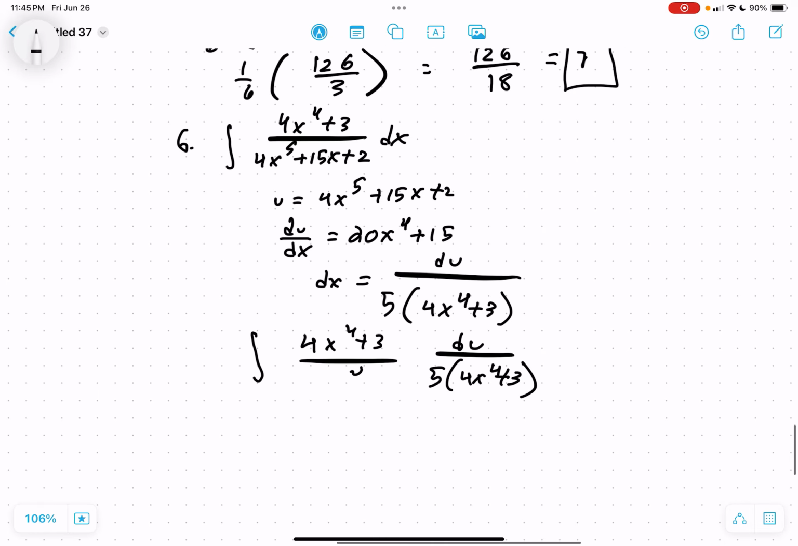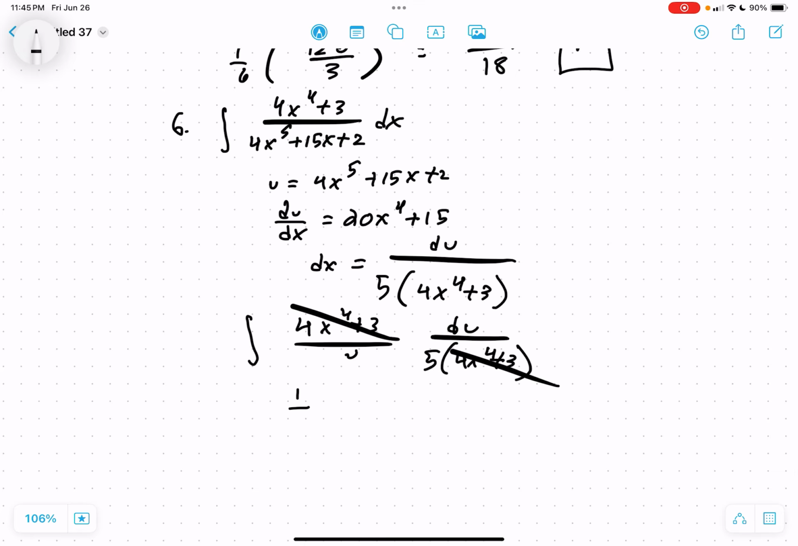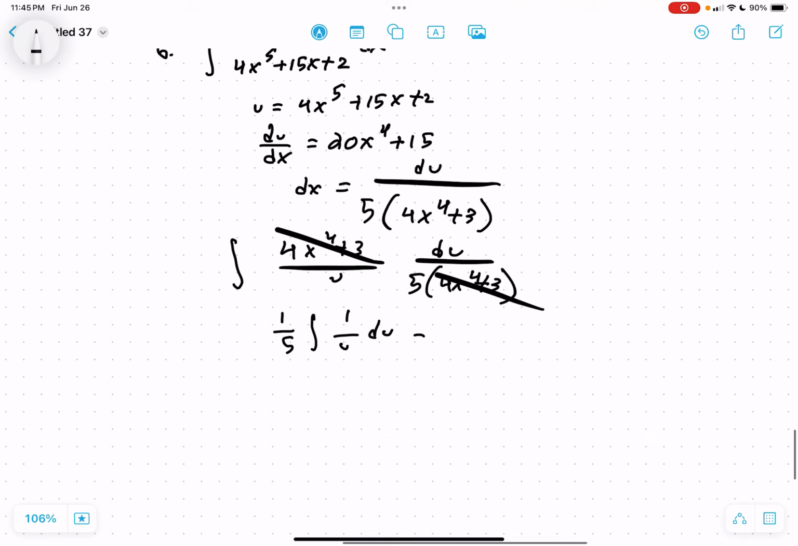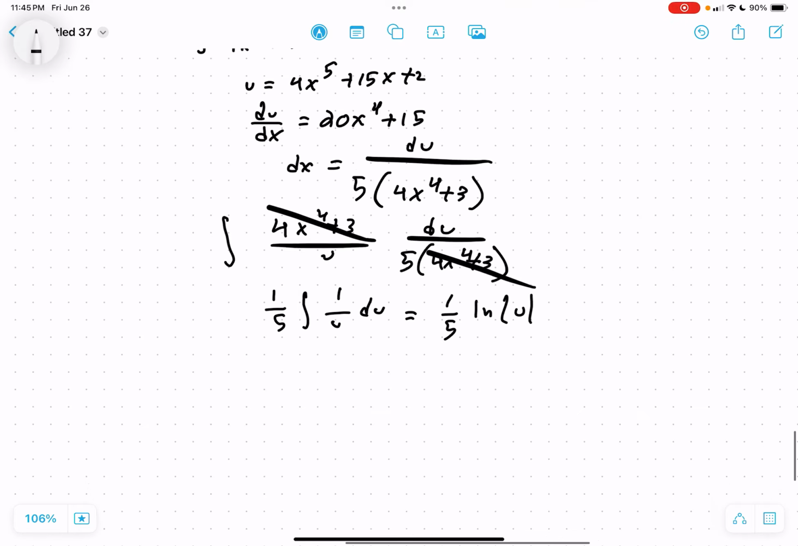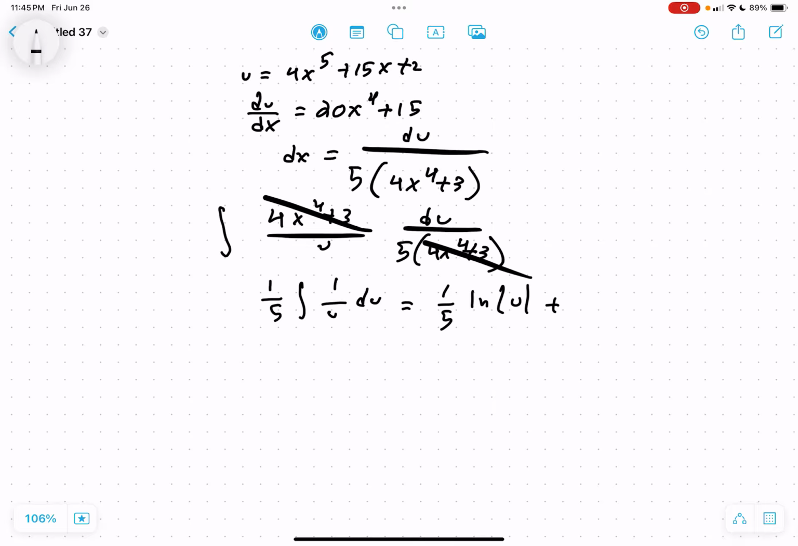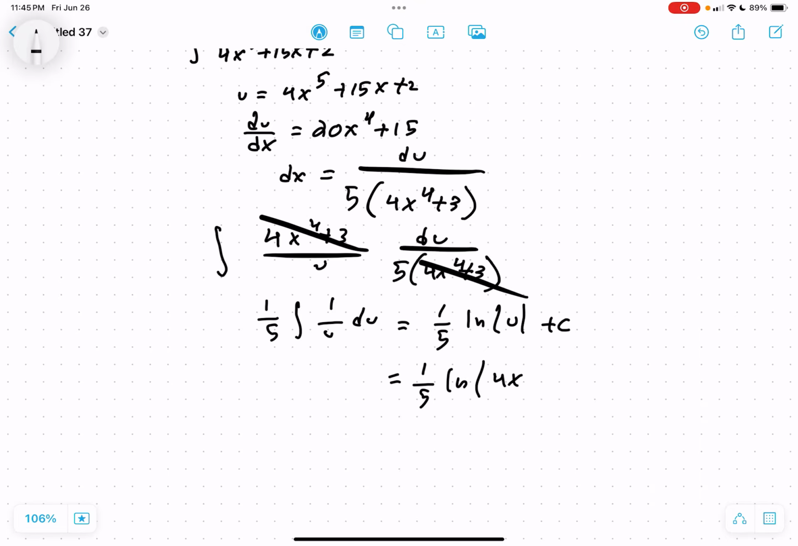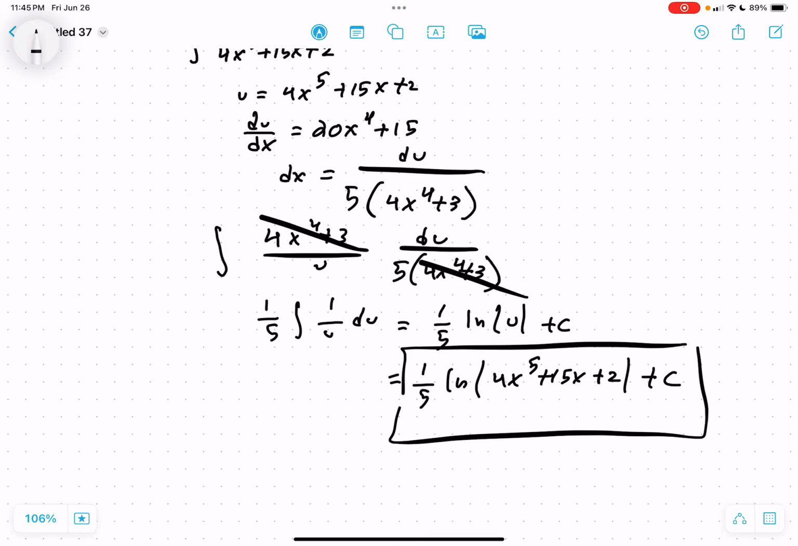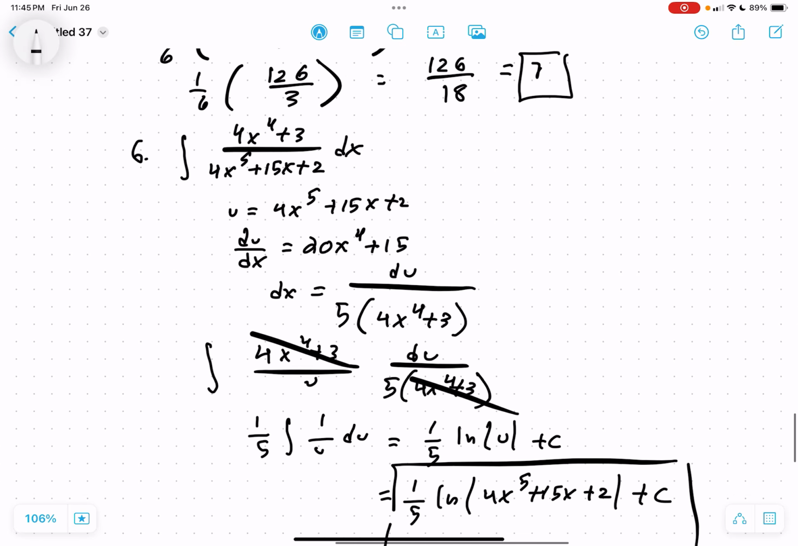Now notice how nice this is. 4x to the 4th plus 3, they cancel. And I can bring out a 1/5, and I get 1/5 times the integral of 1 over u du. And that's simply equal to 1/5 times the common ln absolute value of u integral plus c. And now all I need to do is sub back in my u. So this is going to be 1/5 ln of the absolute value of 4x to the 5th plus 15x plus 2 plus c. And there's the answer for my 6th integral.